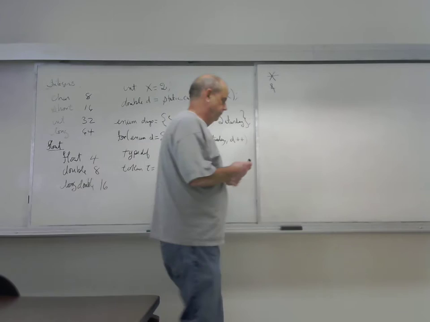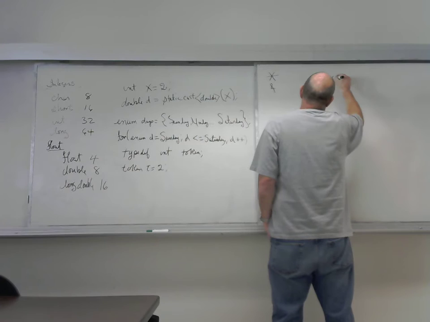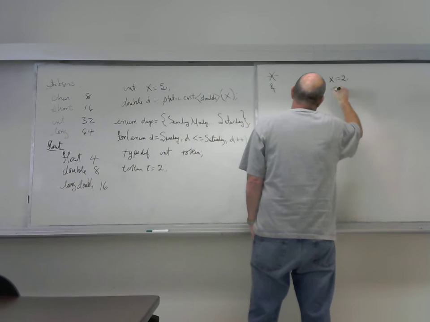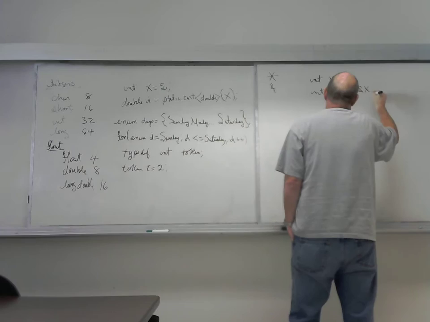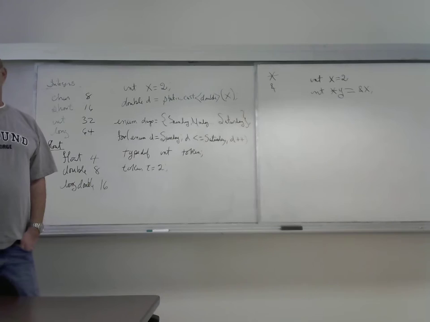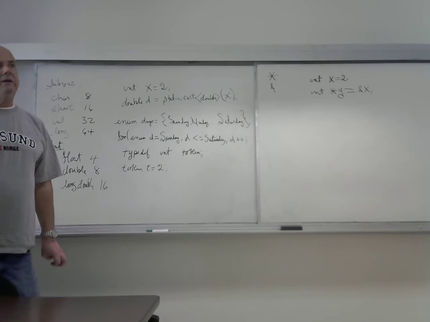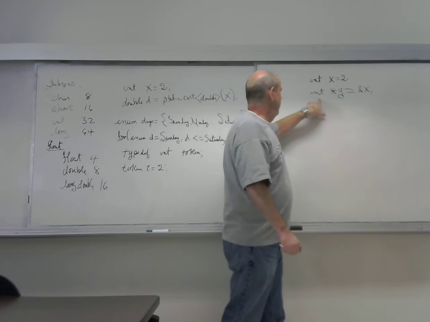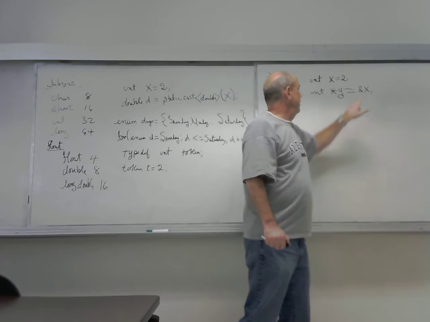If x equals 2. Not so bad, that's obvious. If star y equals ampersand x. So star y means declare a variable of type pointer to an integer. Declare a variable of type. Now notice these are used for very different things. When you're declaring this, this star is not a dereference, it's the type. This is a pointer to an integer. And what's the pointer? Well, it's the address of x.